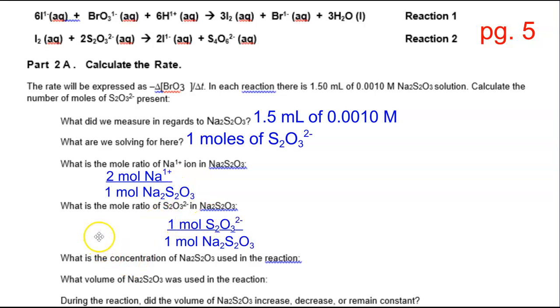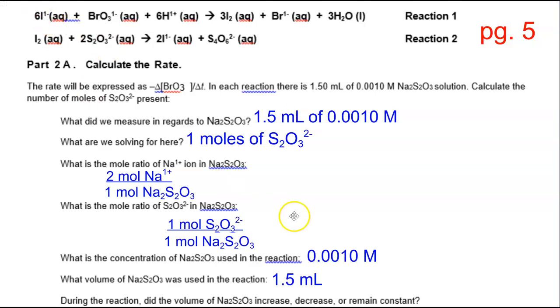So, a little bit redundant in the next 2 questions, but I'm trying to get this information to stream through so you understand. What is the concentration of sodium thiosulfate in the reaction? We know the concentration, it's the number next to the big M, right? Because that's what the big M stands for, concentration: 0.0010 moles over liters, or big M.